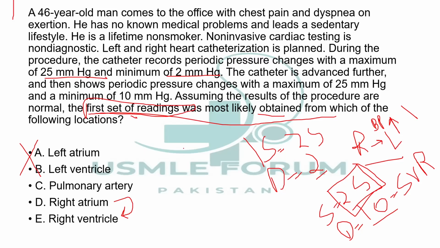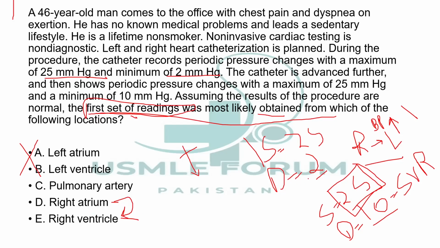So if the blood is moving from right atrium to the ventricle, there would not be any change, because it is the same cavity. So diastolic blood pressure will not change if the blood is moving from one ventricle to another. The diastolic pressure would only change if it is moving from a venous system to an arterial system. The resistance is the same between the atrium and the ventricle. So the catheter is not moving from atrium to ventricle.